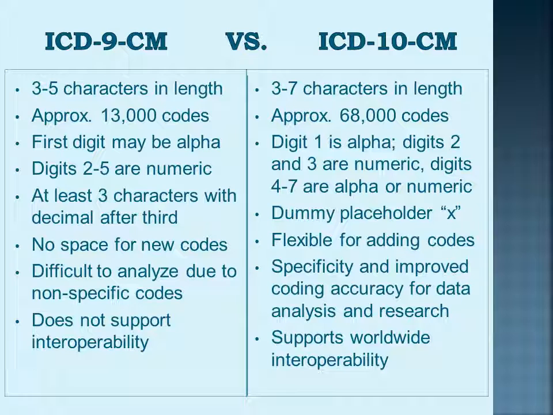Here, the digits are all laid out. The first digit in ICD-10 is alpha. Digits 2 and 3 are numeric. Digits 4 through 7 are either alpha or numeric. And then there is a dummy placeholder X, which is a flexible feature that is used for adding more codes.